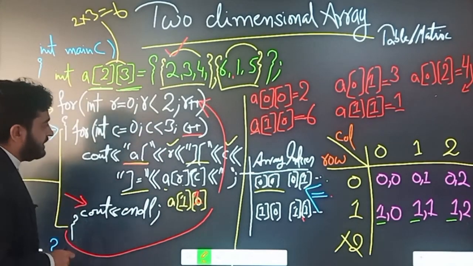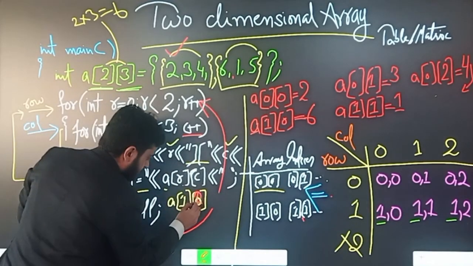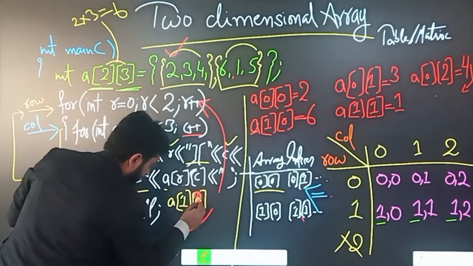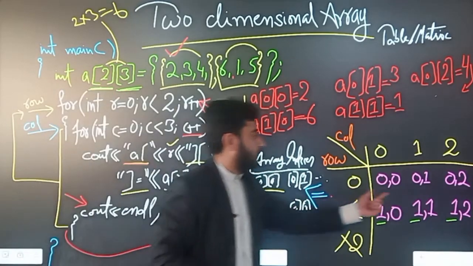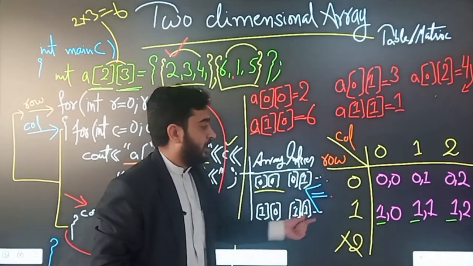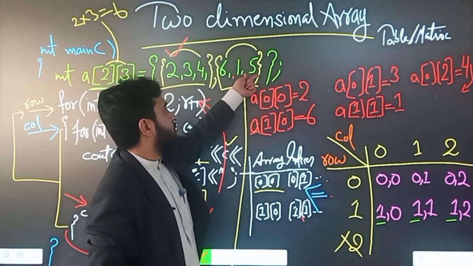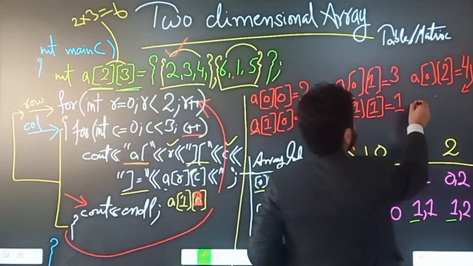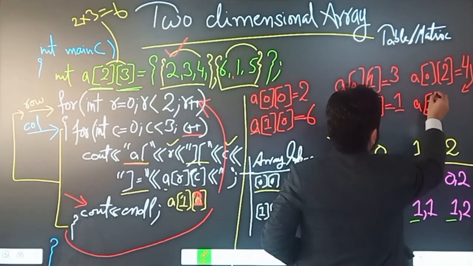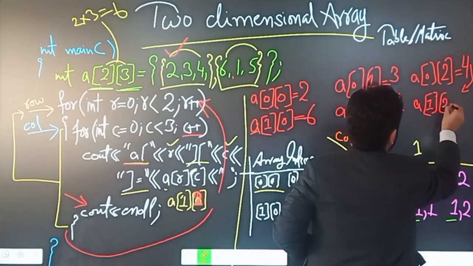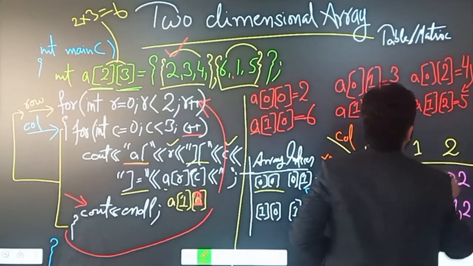So 2 is less than 3, yes. This statement will be again executed for value 2. So A of 1 and 2 is the position, you can see 1 and 2, the last position in the table or matrix or the 2-dimension array. So the last position has value 5, and you will see the output on the screen is like this: row 1 and column 2, and the value of the last position is 5.